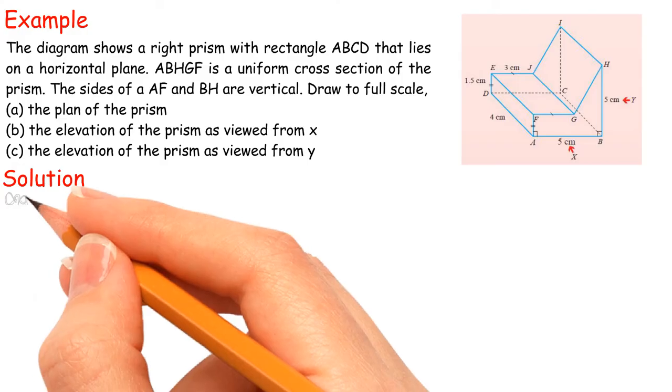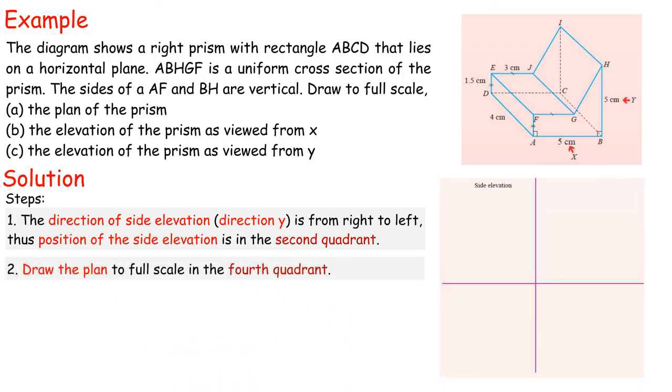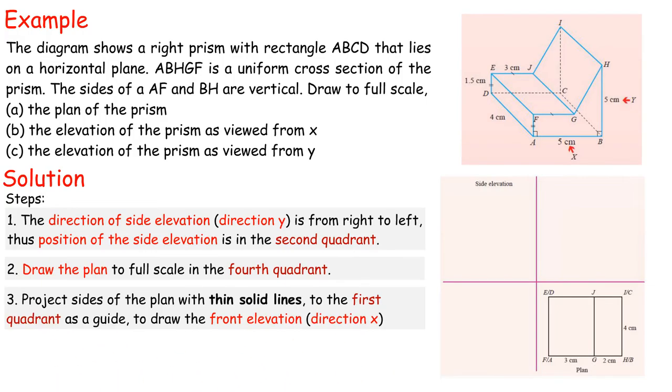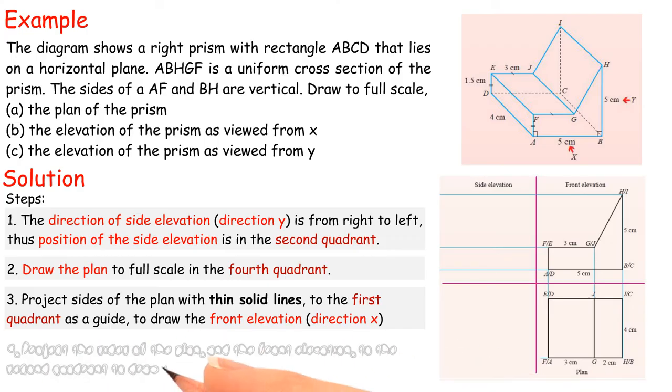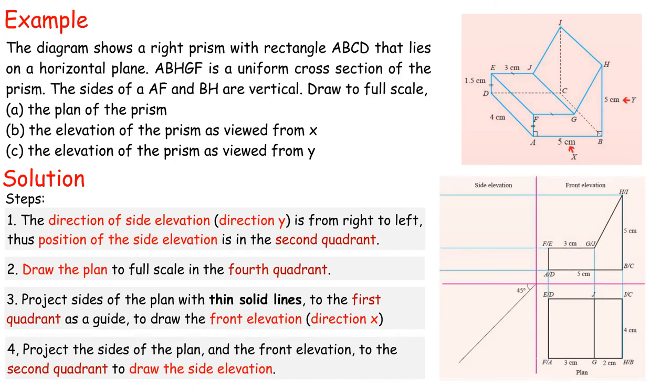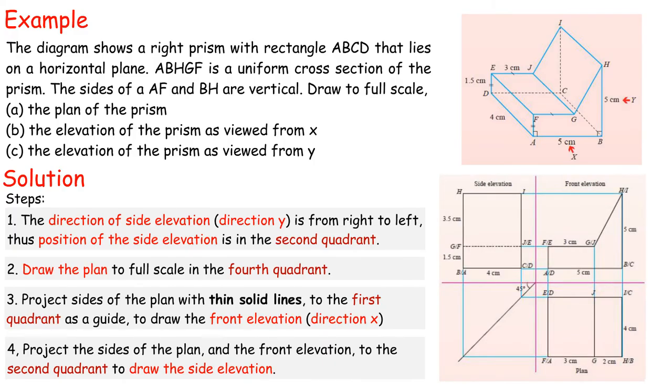Steps. 1. The direction of side elevation, direction Y, is from right to left, thus position of the side elevation is in the second quadrant. 2. Draw the plan to full scale in the fourth quadrant. 3. Project sides of the plan with thin solid lines to the first quadrant as a guide to draw the front elevation, direction X. 4. Project the sides of the plan and the front elevation to the second quadrant to draw the side elevation. Thick solid lines, visible sides. Dashed lines, hidden sides. Thin solid lines, construction lines.